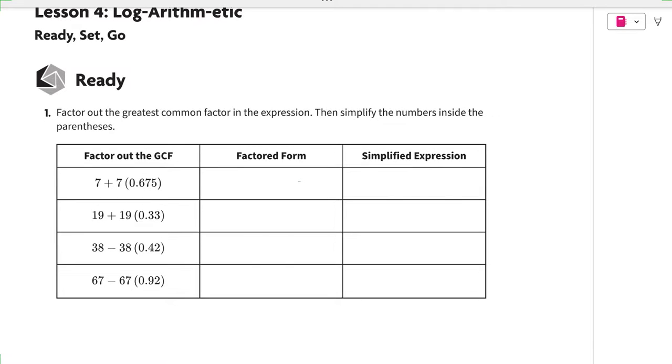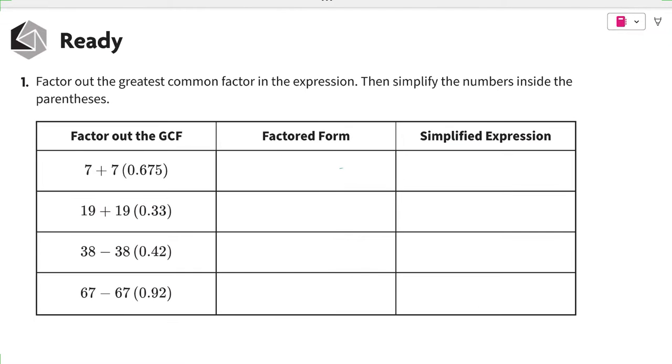So, our ready questions say, factor out the greatest common factor in the expression, then simplify the numbers inside the parentheses. So for our first one here, we see that there's a 7 in both of these terms. So we factor that out. 7, remember when we factor it out, it's like we divide each term by 7. So here we're left with 1 plus 0.675. Or, if I simplify inside the parentheses, 1.675.